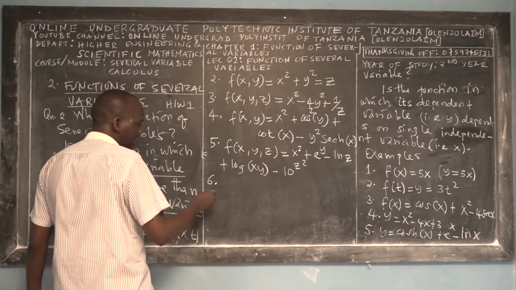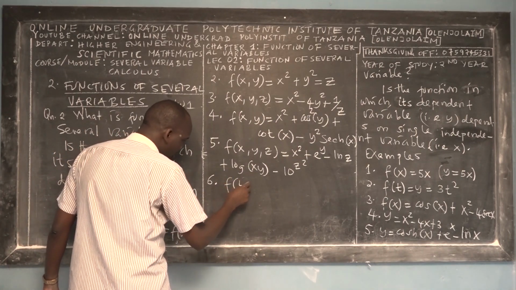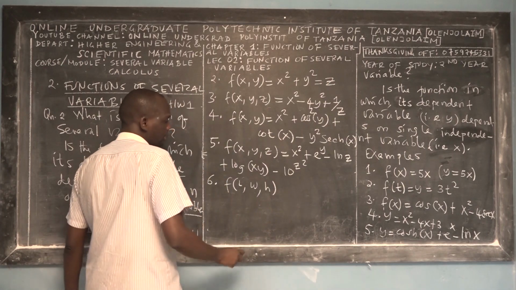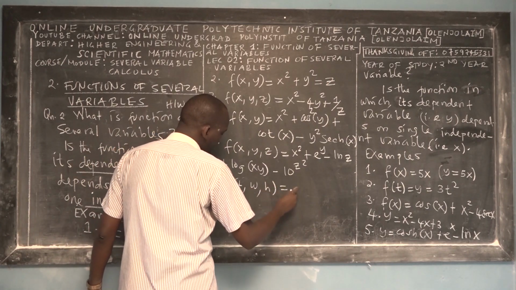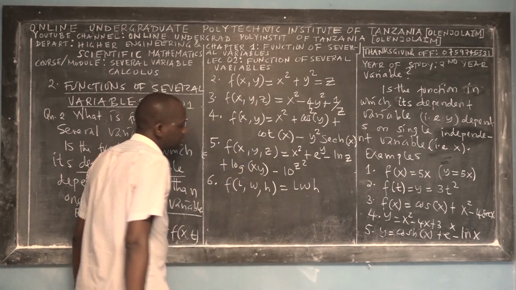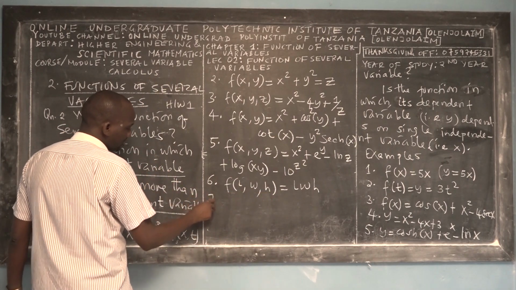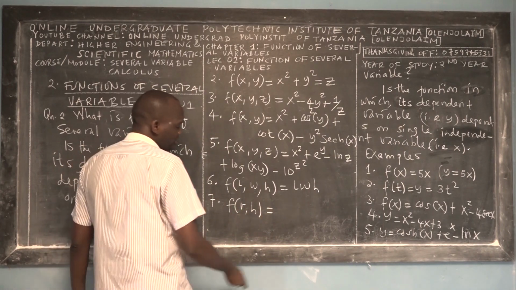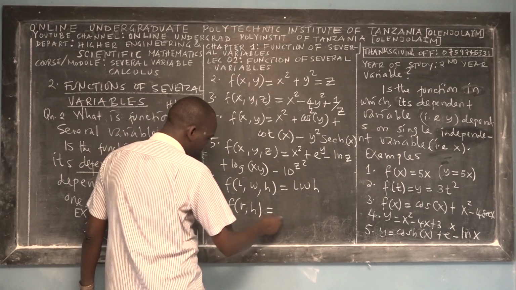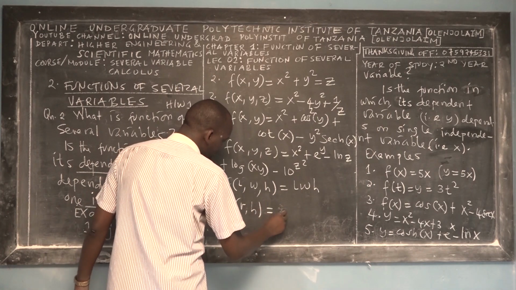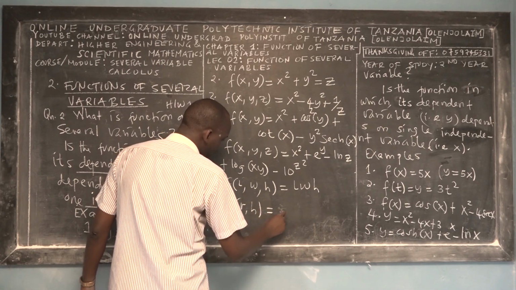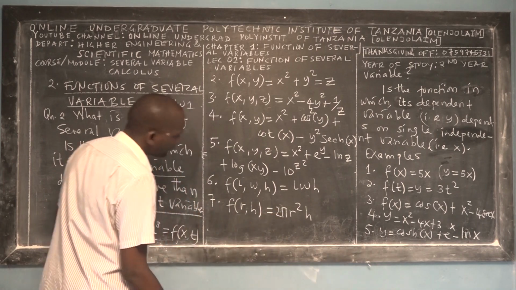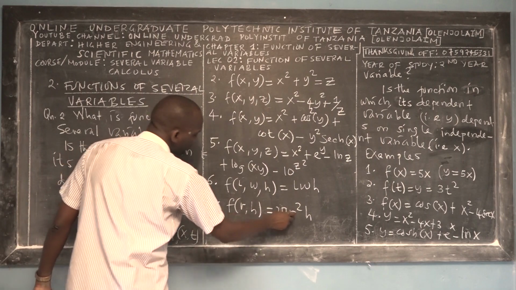A sixth example, also you can deal with real life variables now. Functions of the length, width, and height, or thickness. So you can say it is length times width times height. For example, the volume of the box. But also you can have another function which depends on the radius and height, for example the volume of the cylinder. The formula is pi r squared h, 2 pi r squared h, if I'm not mistaken. So it depends on radius and height.